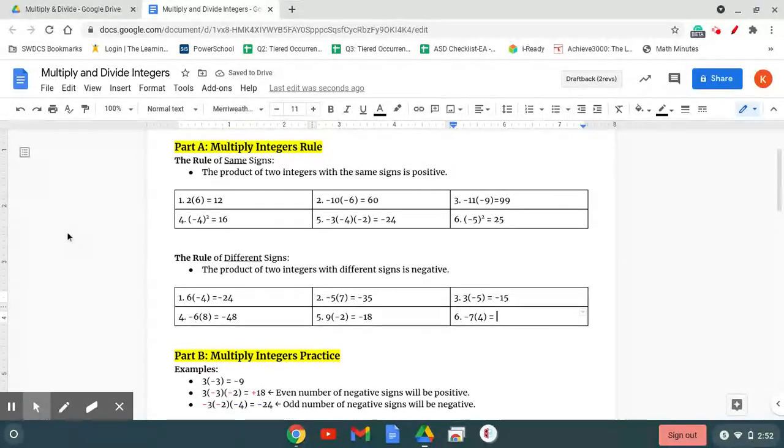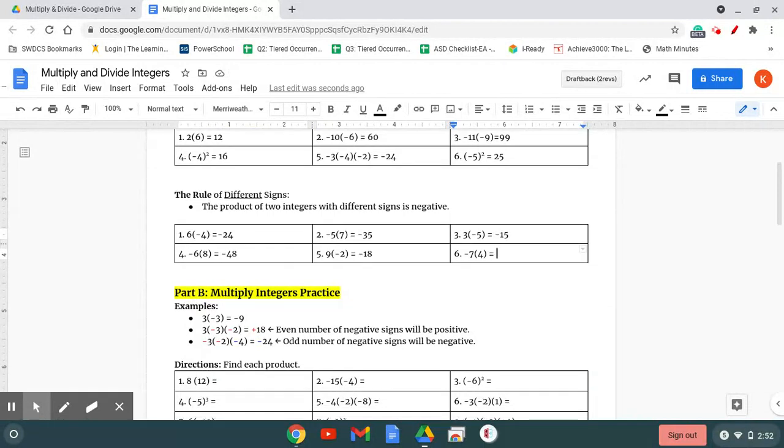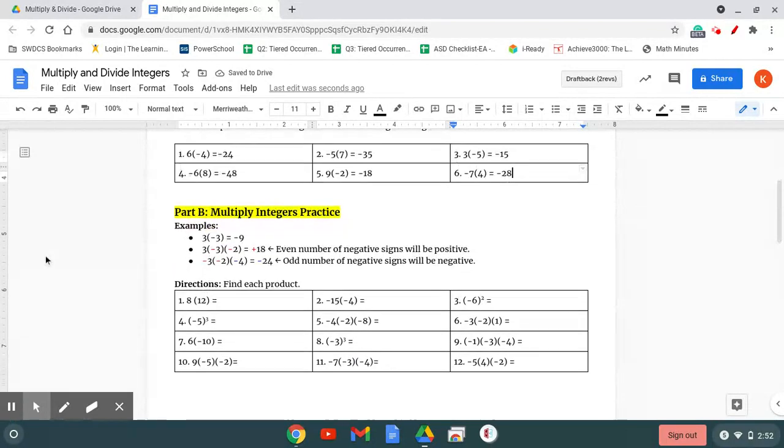All right, last one in this section, number 6. Negative 7 times negative 4. We have 1 negative, 1 positive, so our answer is going to be negative. And then 7 times 4 is, hopefully you have it written down already, 28. So negative 7 times 4 is negative 28.